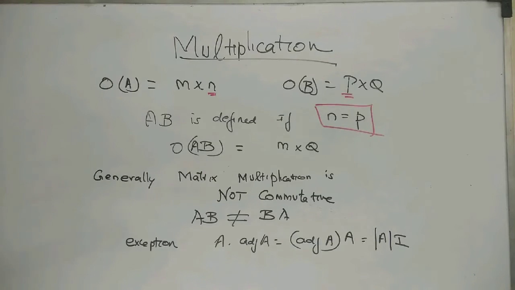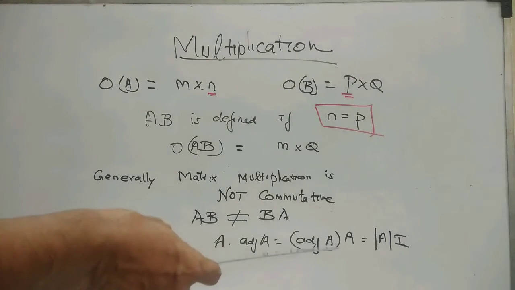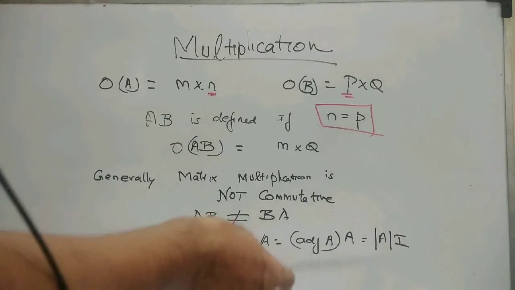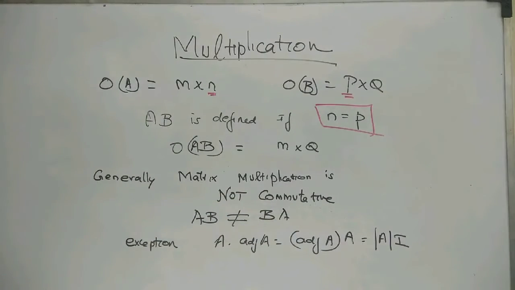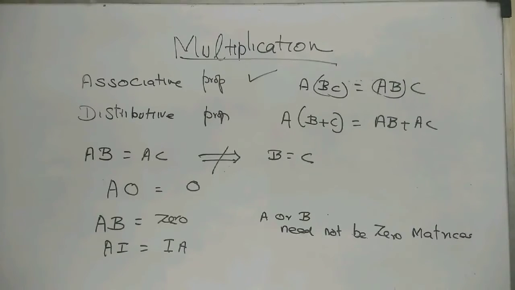In most cases. The exception is that A into adjoint A will be equal to adjoint A into A. The answer will always be determinant of A into I, that is the unit matrix. This always holds good. So, in this case, it is an exception. Mostly, that's why we say generally AB is not equal to BA.